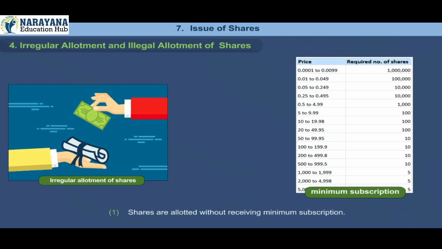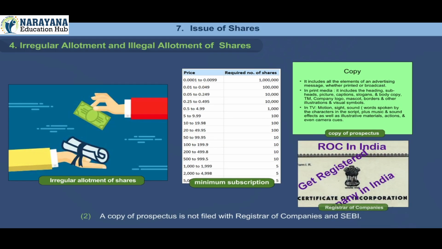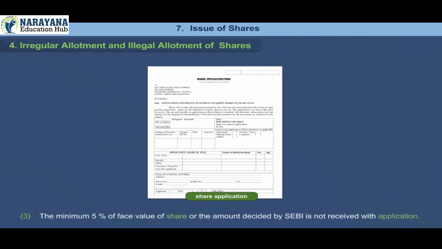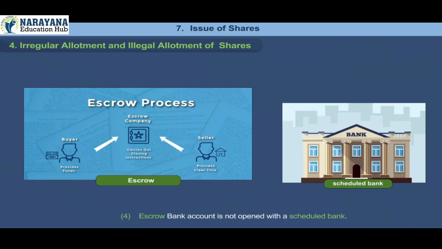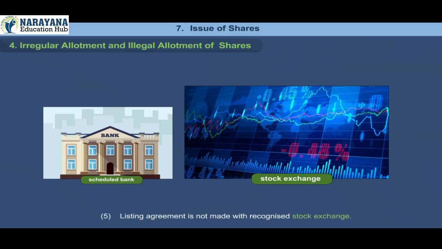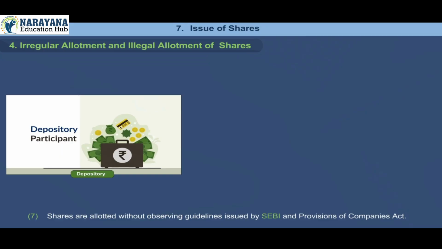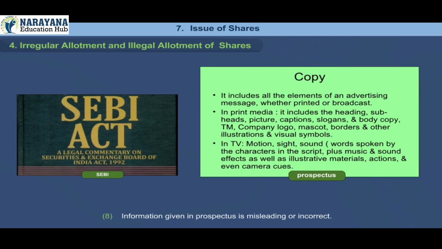1. Shares are allotted without receiving minimum subscription. 2. A copy of prospectus is not filed with Registrar of Companies and SEBI. 3. The minimum 5% of face value of share or the amount decided by SEBI is not received with application. 4. Escrow bank account is not opened with a scheduled bank. 5. Listing agreement is not made with recognized stock exchange. 6. Agreement is not made with depository. 7. Shares are allotted without observing guidelines issued by SEBI and provisions of Companies Act. 8. Information given in prospectus is misleading or incorrect.